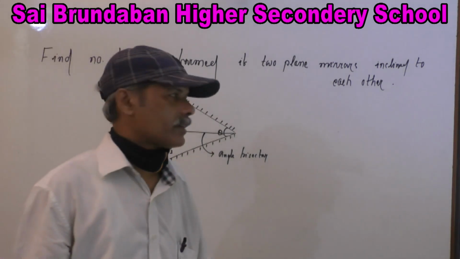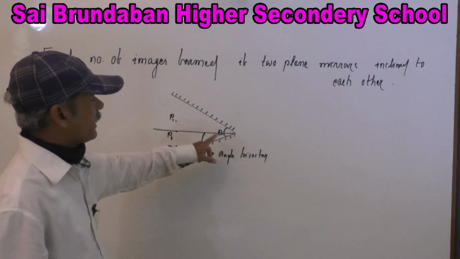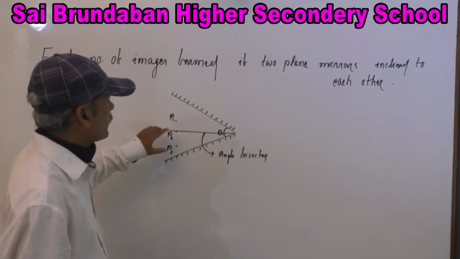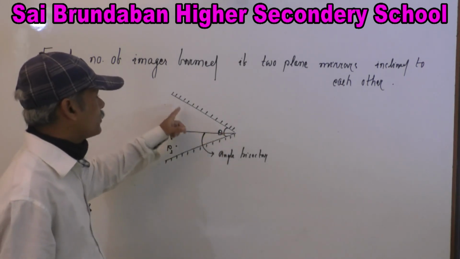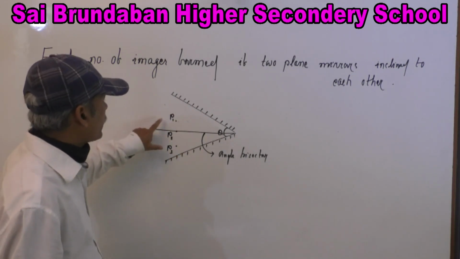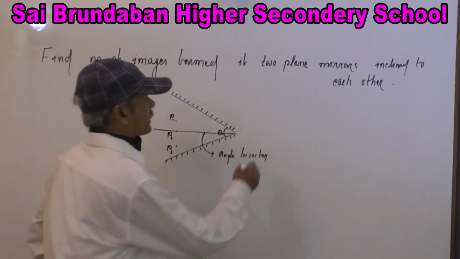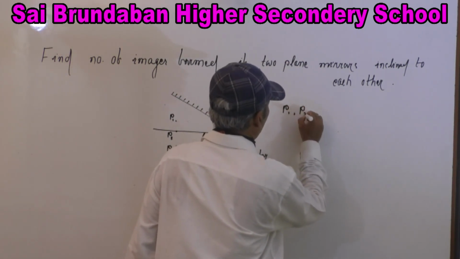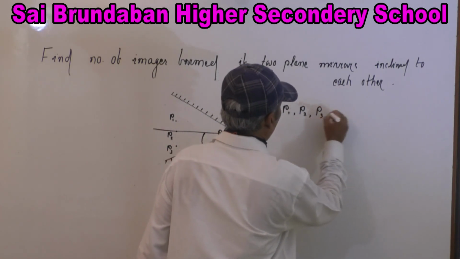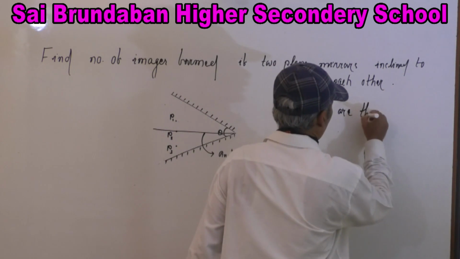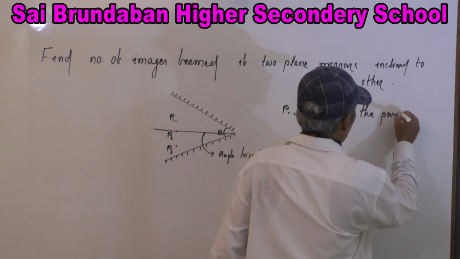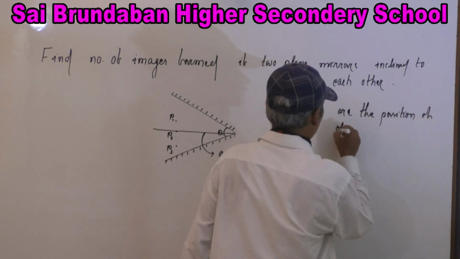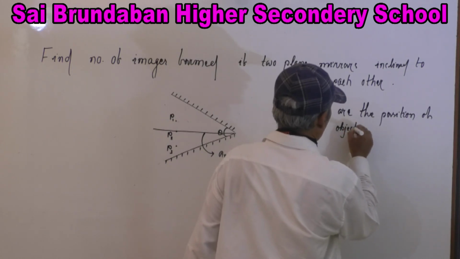Theta is the angle bisector. These are the two planes. Theta is the angle between two plane mirrors, and this is the angle bisector. This is the angle between the two plane mirrors. P1, P2, P3 are the positions of the object.